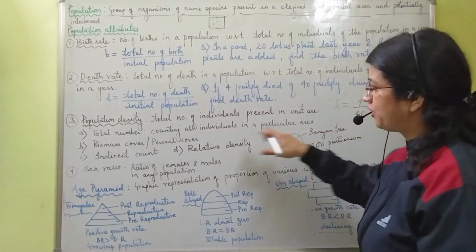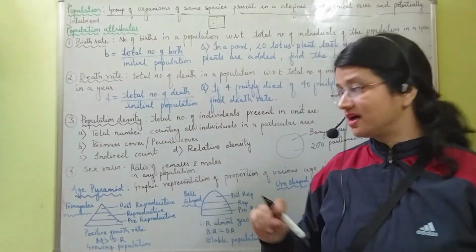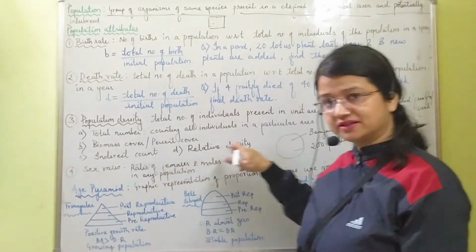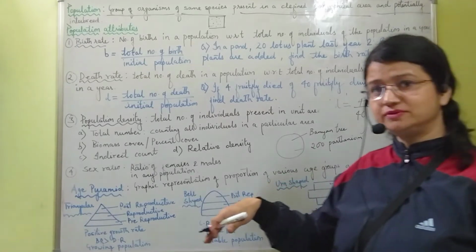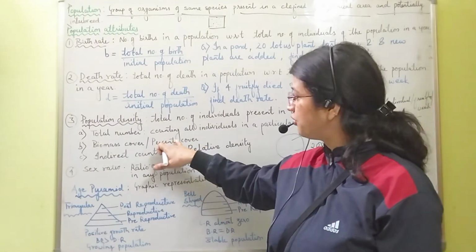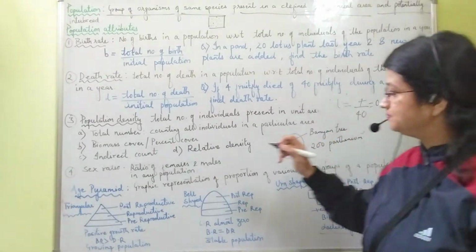So here we will not use the total number method. Here we will use the biomass cover or the percent cover. It's not easy for us to count the 200 Parthenium. So there we will use the method of percent cover in that unit area by the Parthenium.